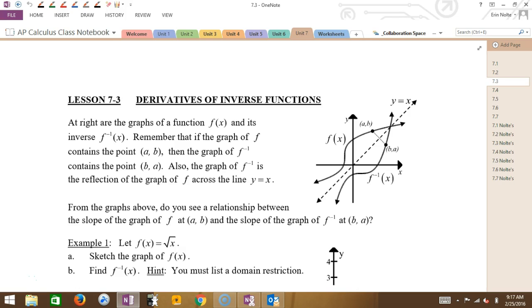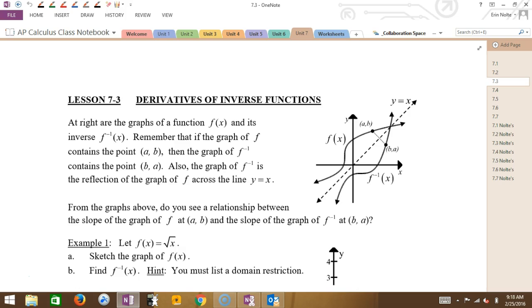All right, so 7.3 is derivatives of inverse functions. This is going to go back and start with reviewing how to come up with an inverse function. Then we're going to derive it and notice something about it. And that noticing is going to be really important for what we do in the very next section.